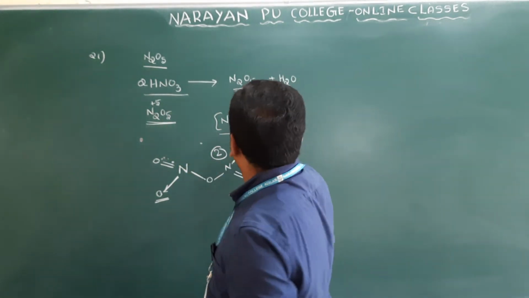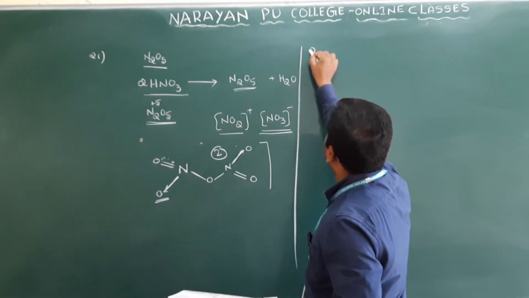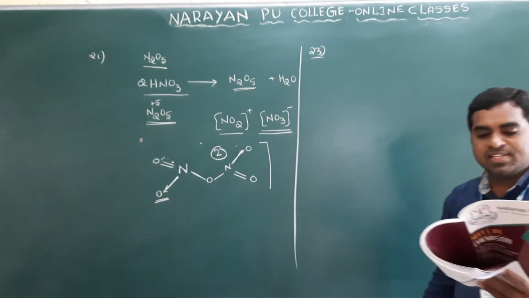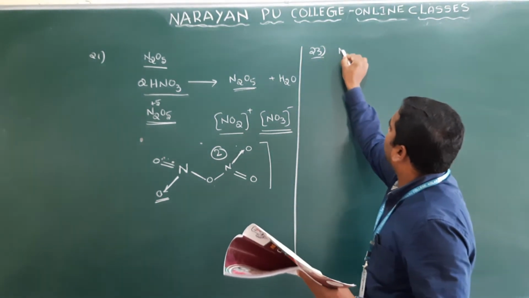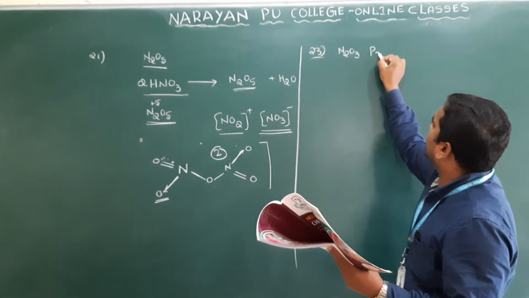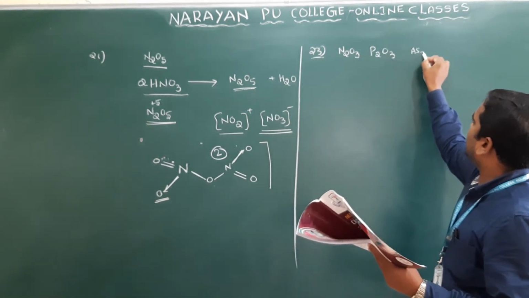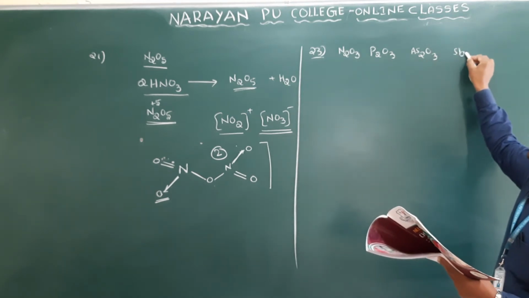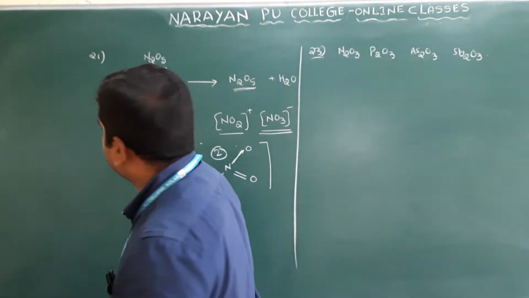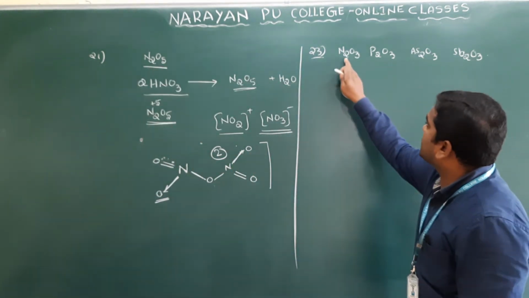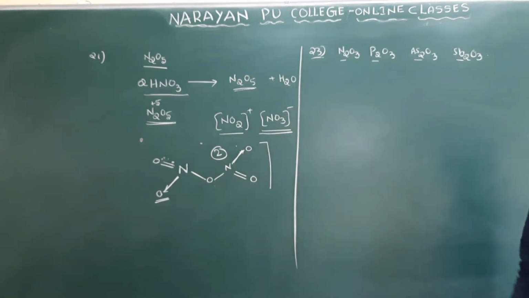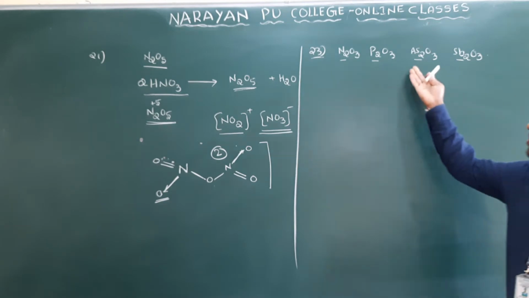And question number 23. See, which of the following oxides is most acidic? They have given N2O3, P2O3, As2O3, Sb2O3. Clear? We have discussed this very clearly in the PU class. Here you see oxides but with different central atoms. Oxides of different elements.